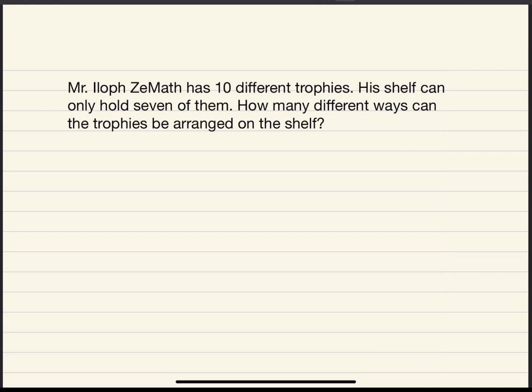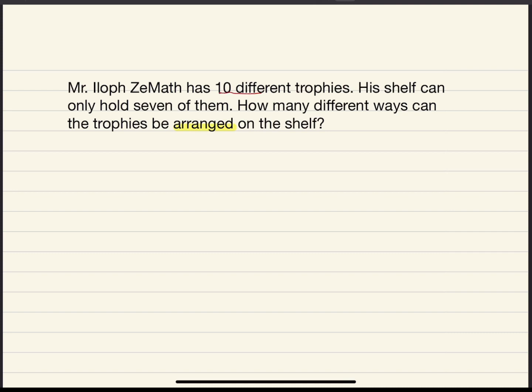Mr. Elof Zimath has 10 different trophies. His shelf can hold only 7 of them. How many different ways can the trophies be arranged on the shelf? One of the things we talked about previously is how to recognize a permutation question. One of the keywords we look for is arranged, because that's exactly what a permutation is. So that word gives it away.